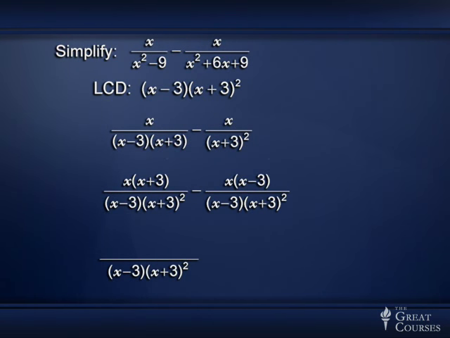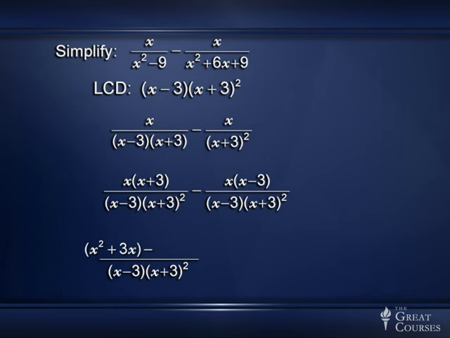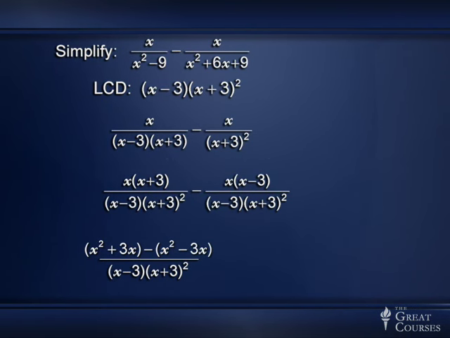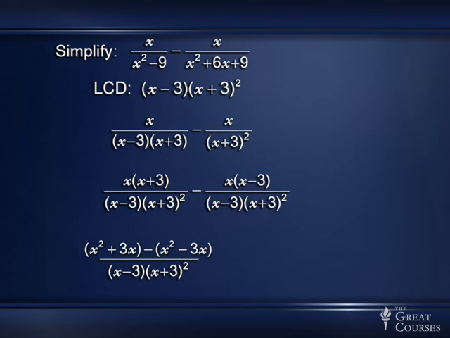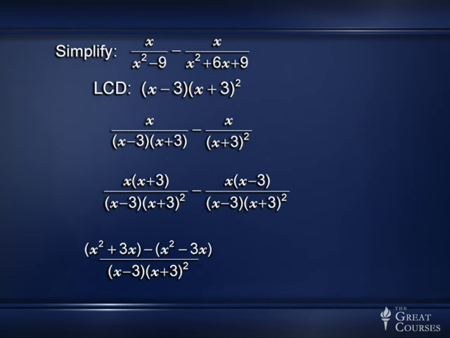It now means I can just subtract the two numerators. Well, the first numerator is x squared plus 3x when I multiply the x times the x plus 3. And the second numerator is x squared minus 3x. And now I've got to subtract those two. And now you have to be very, very careful when you subtract the second numerator.